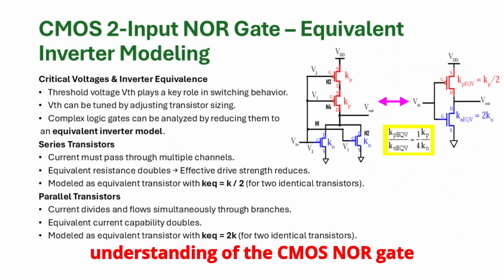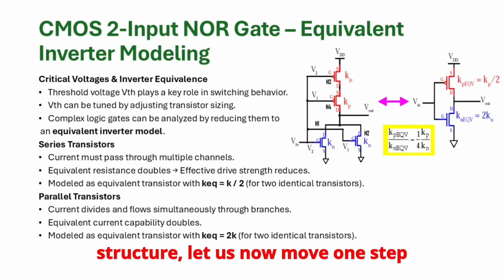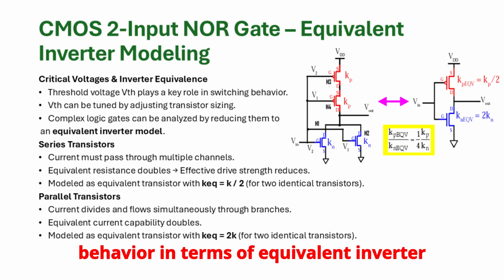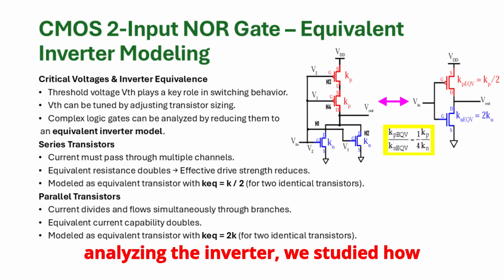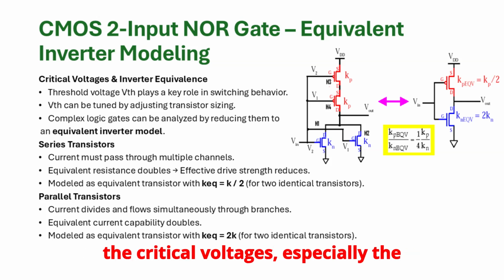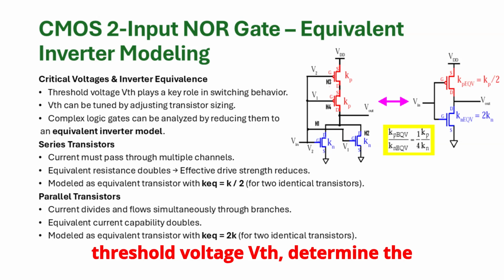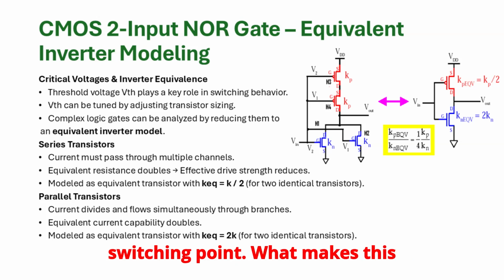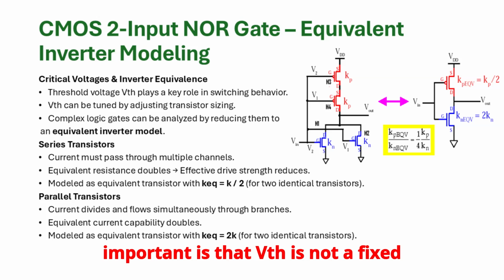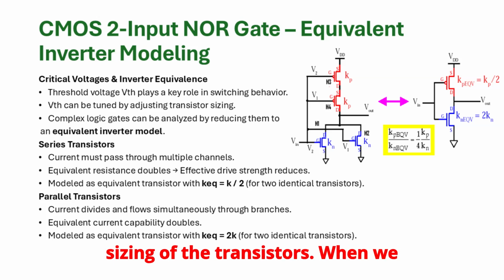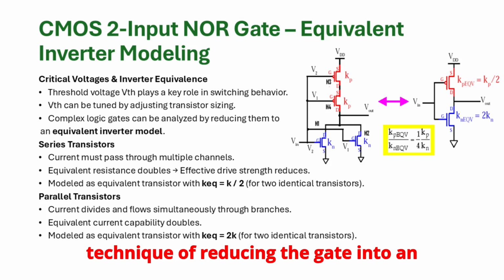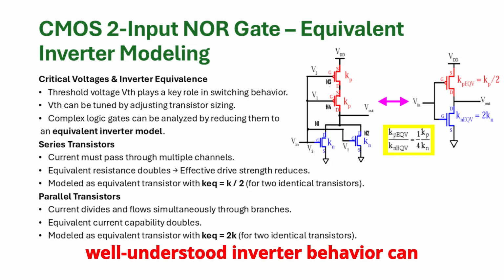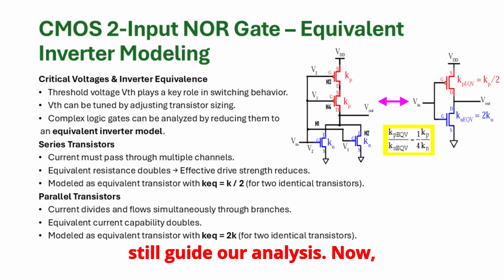Building upon our understanding of the CMOS NOR gate structure, let us now move one step further and look at how we model its behavior in terms of equivalent inverter characteristics. Earlier, while analyzing the inverter, we studied how the critical voltages, especially the threshold voltage VTH, determine the switching point. What makes this important is that VTH is not a fixed property, it can be influenced by the sizing of the transistors. When we extend this reasoning to more complex gates such as the NOR, we use the technique of reducing the gate into an equivalent inverter model so that the well-understood inverter behavior can still guide our analysis.